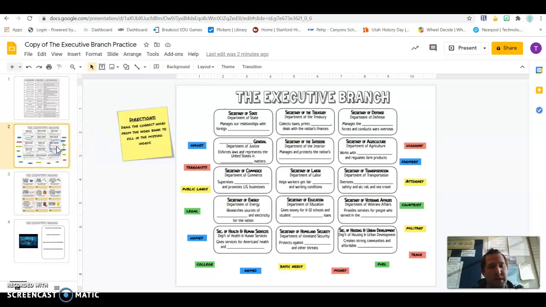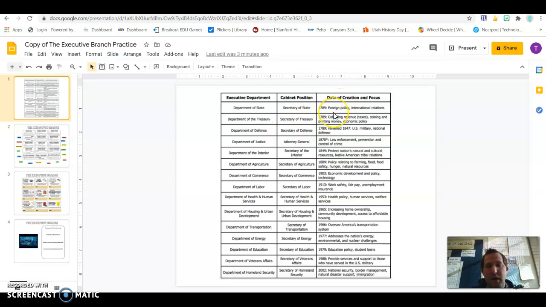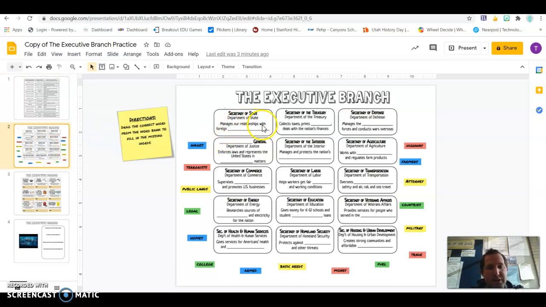So what you're going to do here on the first slide, you're going to need to refer back to the first slide. All right, so Secretary of State. What does the Secretary of State do? Secretary of State is in charge of foreign policy and international relations. Okay, cool. So manages our relationships with foreign, and then there's a blank. You've got to find the correct word here. Probably not foreign college, probably not foreign fuel or trade. We know they deal with foreign countries. So I'm going to drag this over here and just put it right here.